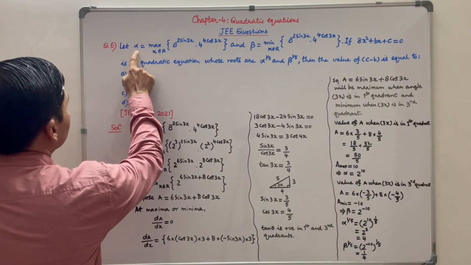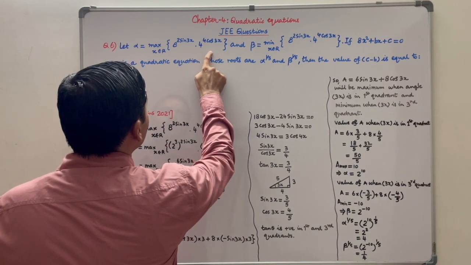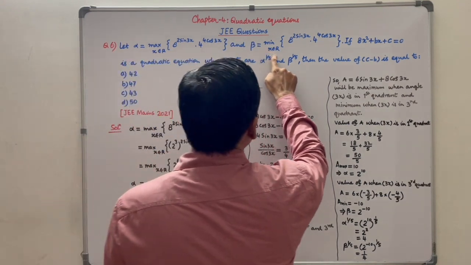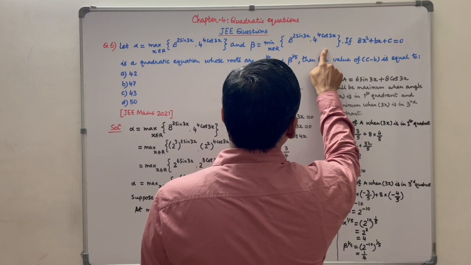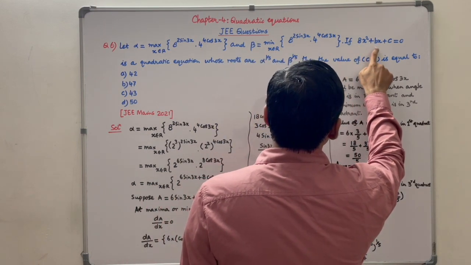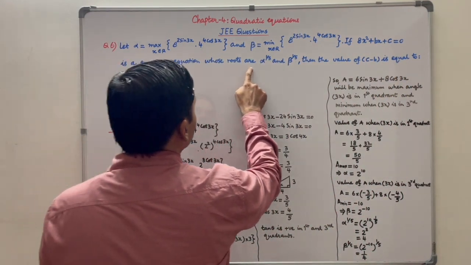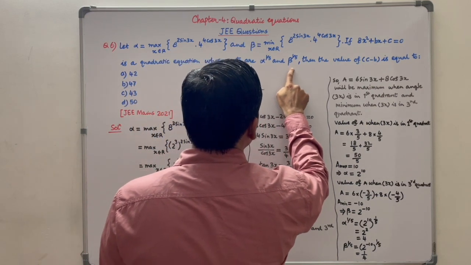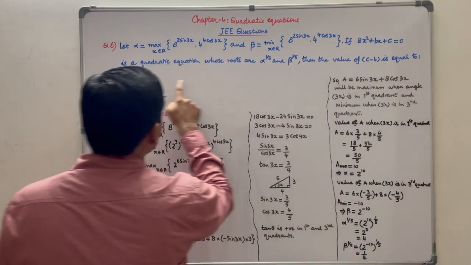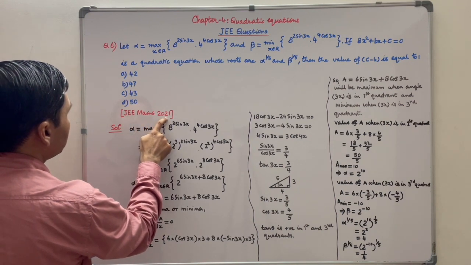Sixth question: let alpha is equal to maximum of 8 to power 2 sine 3x into 4 to power 4 cos 3x where x is real, and beta is equal to minimum of 8 to power 2 sine 3x into 4 to power 4 cos 3x where x is real. If 8x square plus bx plus c is equal to 0 is a quadratic equation whose roots are alpha to power 1 by 5 and beta to power 1 by 5, then the value of c minus b is equal to. These are the options given. This question was asked in JEE Mains 2021.